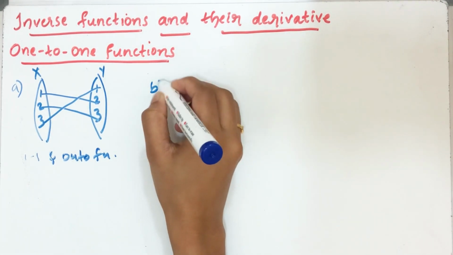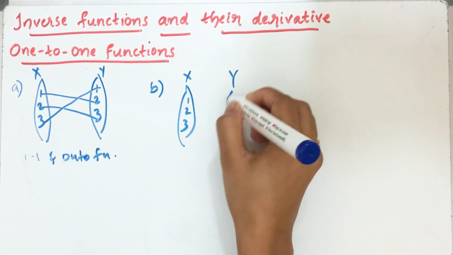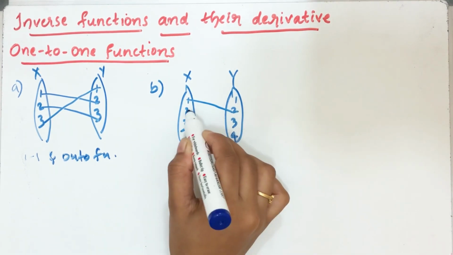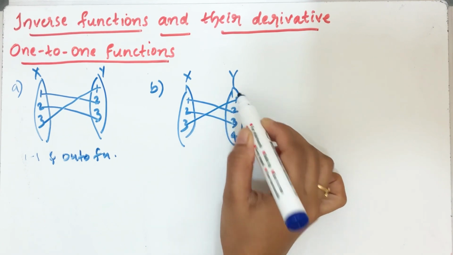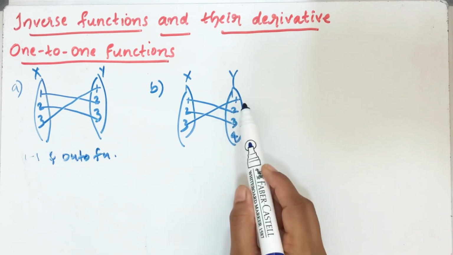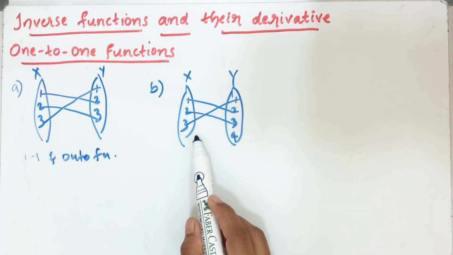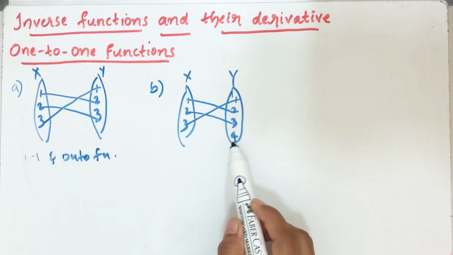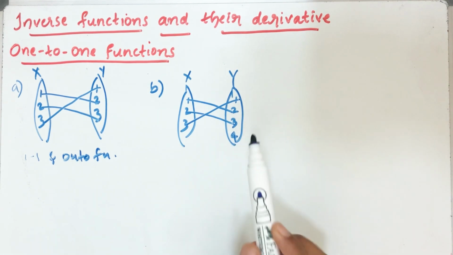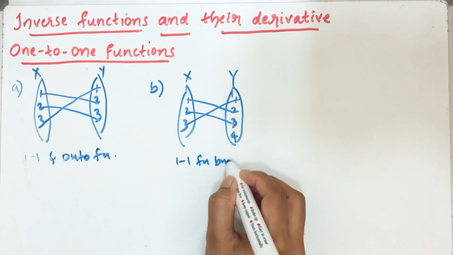Next example: x is equal to 1, 2, 3, y is equal to 1, 2, 3, 4. 1 maps to 2, 2 maps to 3, 3 maps to 1. Here this is a function because each element of x maps to exactly one element in y. This is 1-1 because each element of x has a unique image, but not onto because no element of x maps to 4. So we can say this is a 1-1 function but not onto.